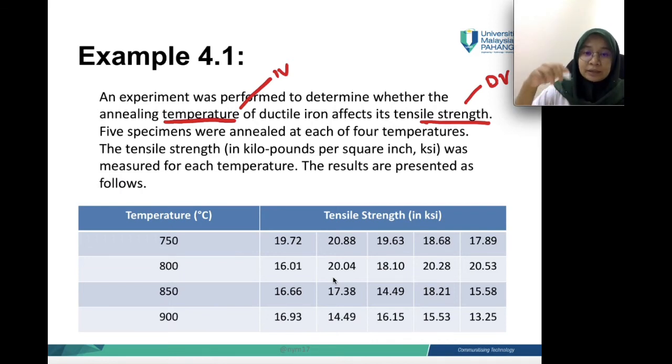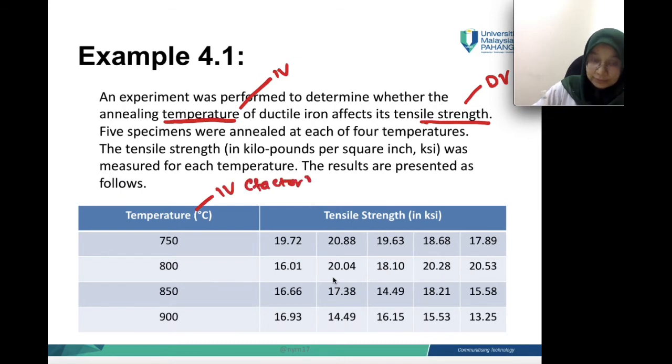5 specimens were annealed at each of 4 temperatures. Okay, the tensile strength was measured for each temperature. The results are presented as follows. You have here temperature as your independent variable, which will also be your factor. The tensile strength here is your dependent variable. Now you have the independent variable, the temperature, and the dependent variable, the tensile strength. The factor is temperature. Treatment. So this is treatment.